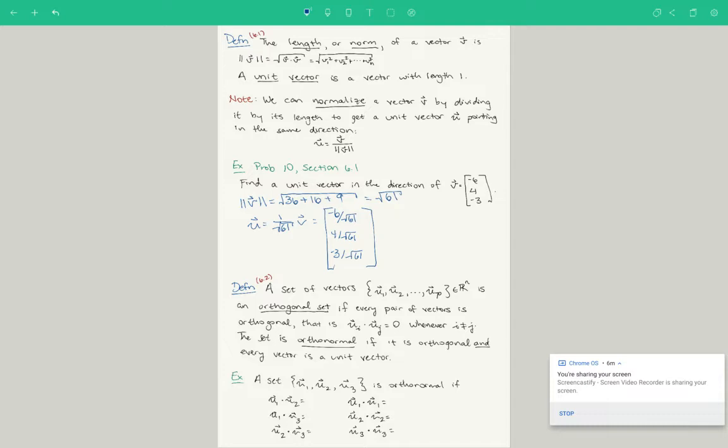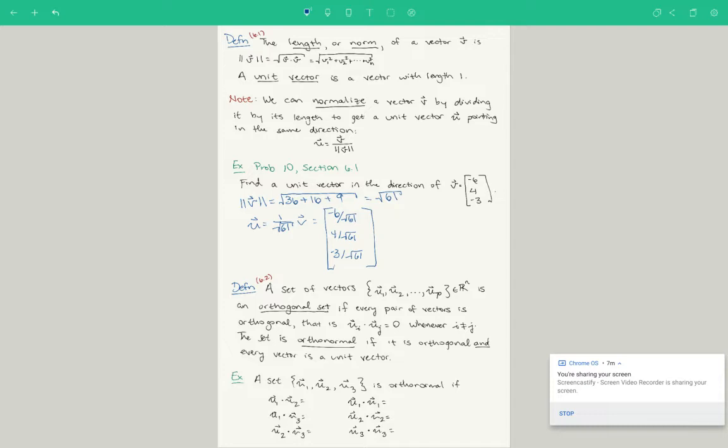If you have a set of vectors in Rn, this is an orthogonal set if every pair of vectors is orthogonal. So everything is perpendicular to each other. So if you take any pair of vectors and you take their dot product, that'll equal 0. And it's orthonormal if it's both orthogonal and every single vector is a unit vector.